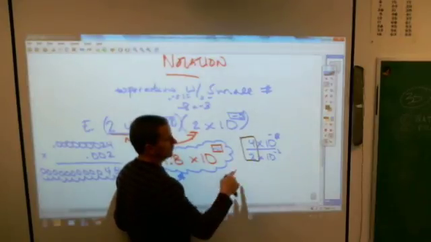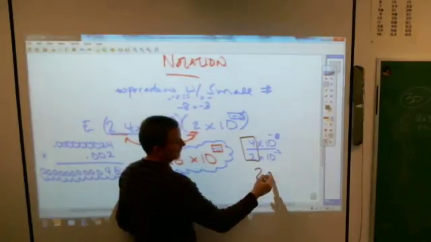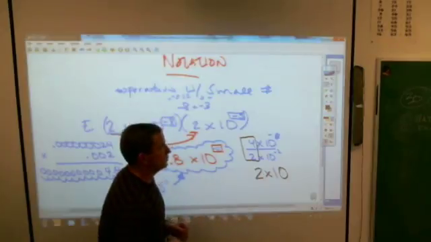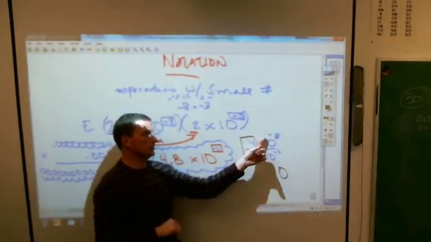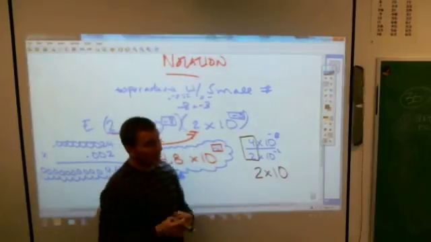What's 2 goes into 4? Twice, which is good because you get a number between 1 and 10. You write down 2 times 10. And then what do you do when you divide exponents or bases that have exponents? Evelyn? Subtract. And here's where you have to be careful, people.